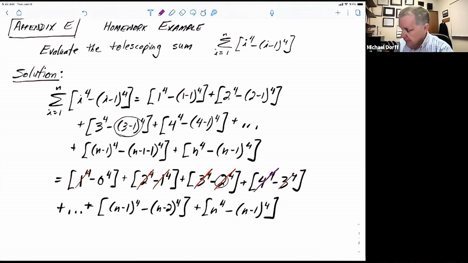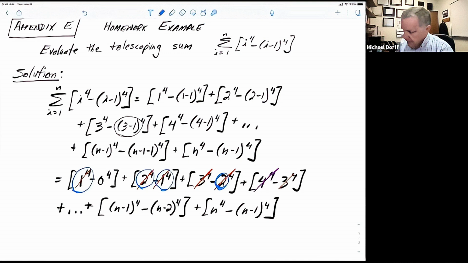Likewise, we could think of it that the second term in a bracket cancels out with the first term in the previous bracket. So let me show this in blue. For example, this minus 1 to the fourth that I just circled in blue cancels out with the 1 to the fourth that comes before it. The 2 to the fourth in this third bracket cancels out with the 2 to the fourth that comes before it. So everything that is the second term cancels with something that comes before it.